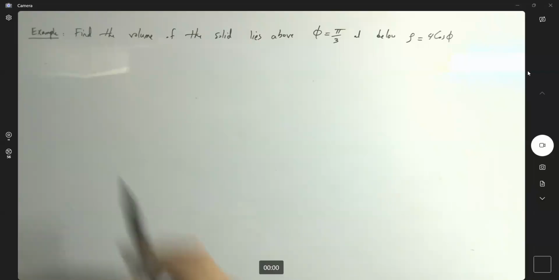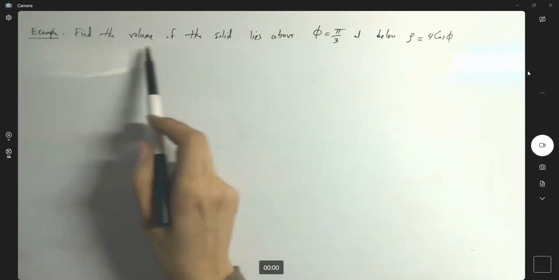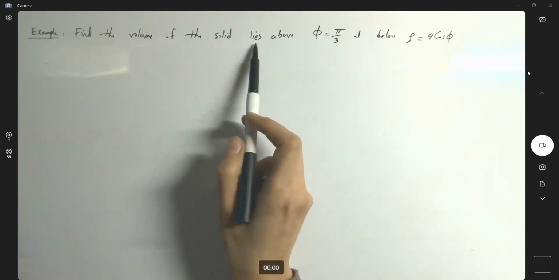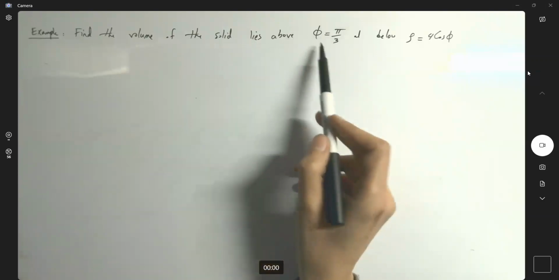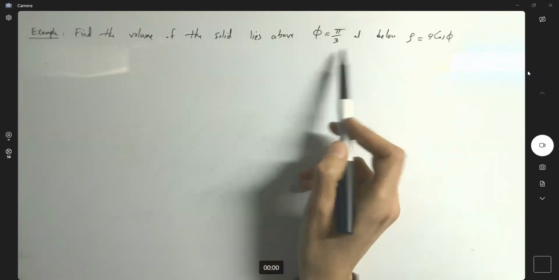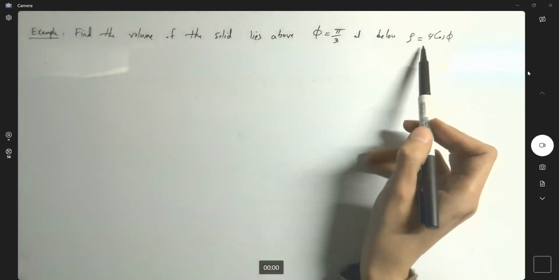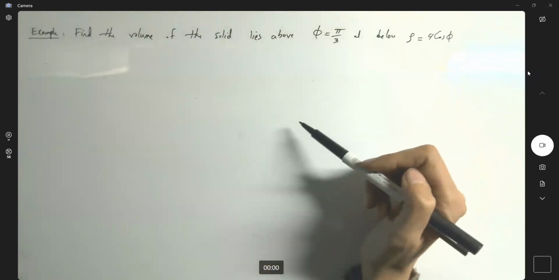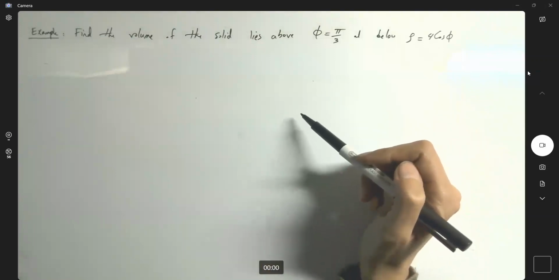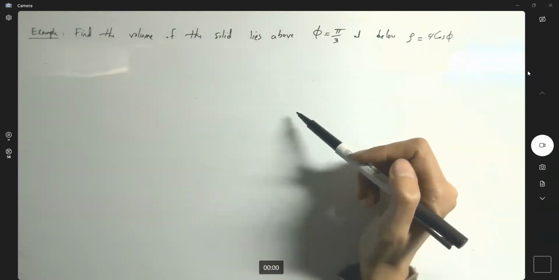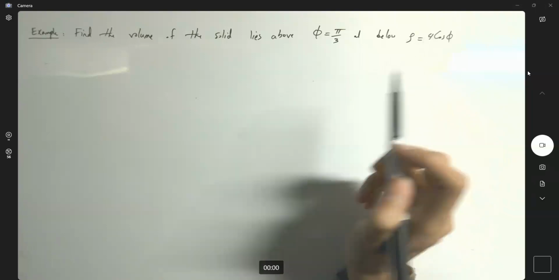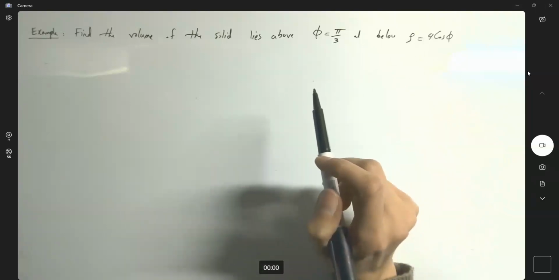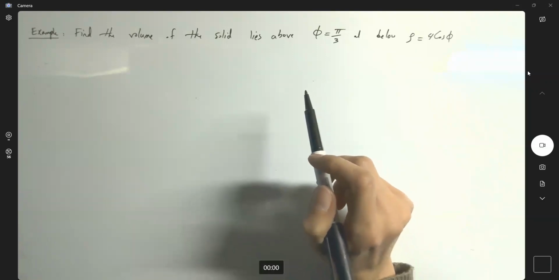Very well. So in this example, the question says, find the volume of a solid that lies above the cone phi equals pi over 3 and below the sphere rho equals 4 cosine phi. Let's take a look at this. We already know we are dealing with a sphere, so let us apply the spherical coordinate system, right?